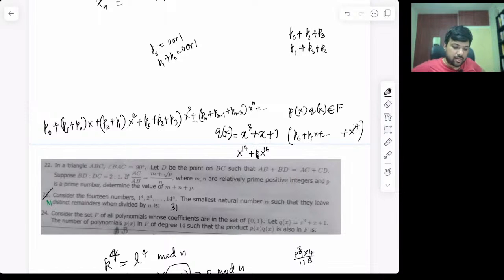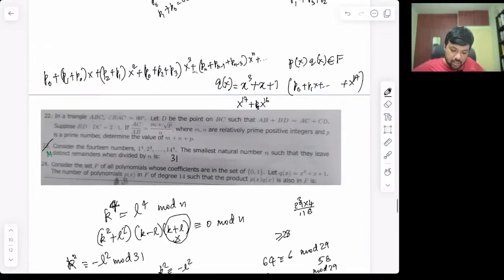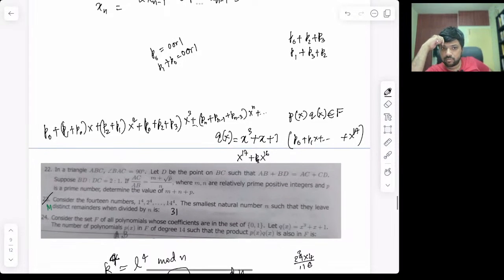Can anyone tell the answer to 27? Sorry, I don't know whether I've solved it. No, I have not solved it yet. Let me solve this problem. I have not solved the 27 problem. This is a set of polynomials. I've solved 23 though, it's 31. I'm now thinking about 24.